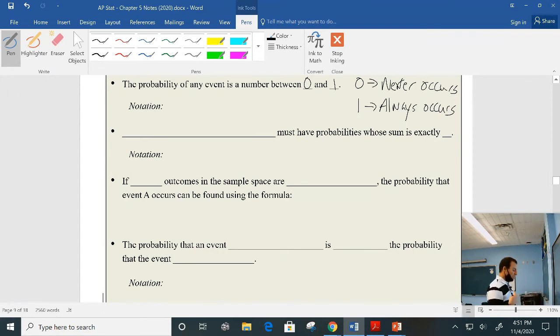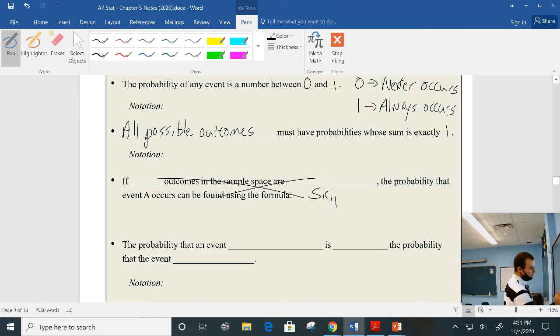I'm not worried about the notation for a lot of these things here. All of the possible outcomes together must have probabilities whose sum is exactly 1. So the sum of all the possible outcomes must be equal to 1. I'm not worried about this part, so we can skip it.